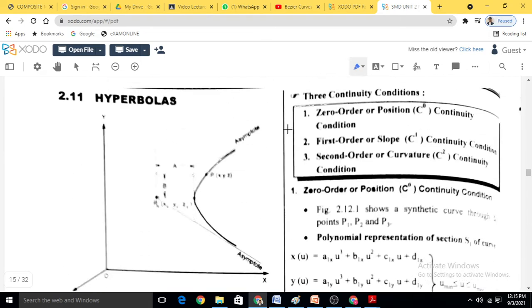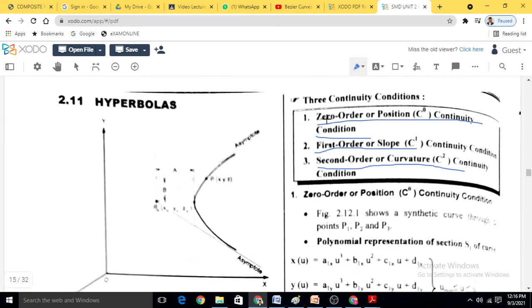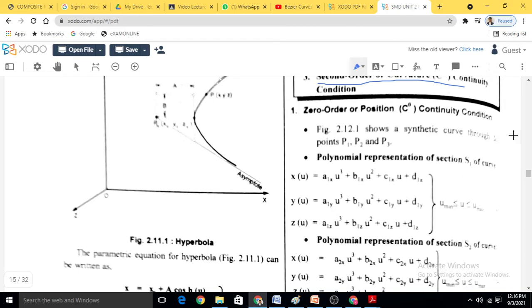What are the continuity conditions? There are three main types of continuity condition. The first one is called zero order continuity, or position continuity. The second one is first order continuity, or slope continuity, and the third continuity condition is called second order continuity, or curvature continuity. So we will discuss one by one. So what is the zero order continuity condition?